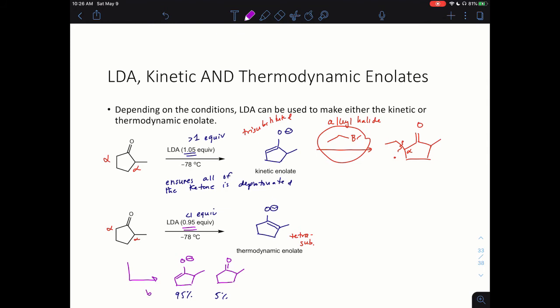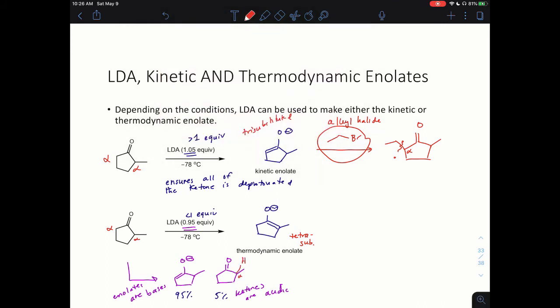And guess what? Enolates are bases. Ketones are a little bit acidic. At what carbon? Yeah, at their alpha carbon, that's the entire point.